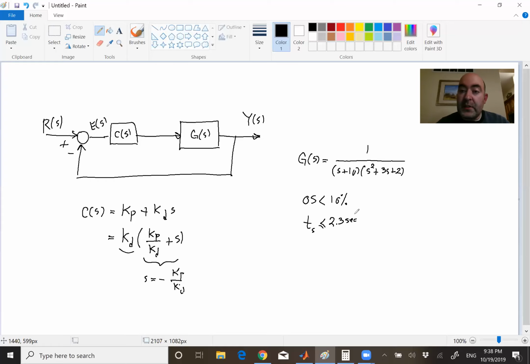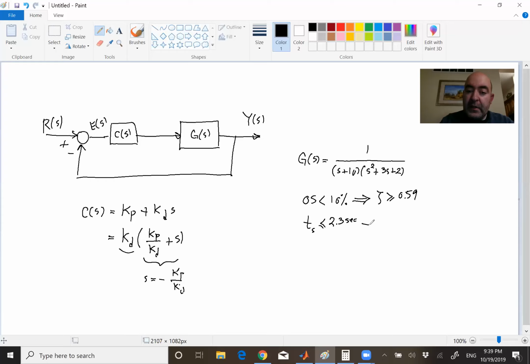Here, however, the system is third order. For a third order system, we don't have a closed form equation for the settling time or for the overshoot. So we're not going to be able to solve this by hand, which is why we have to do this using Matlab. If I want overshoot to be less than 10%, that indicates that my zeta has to be greater than or equal to 0.59. This is, of course, a calculation that you can do yourself.